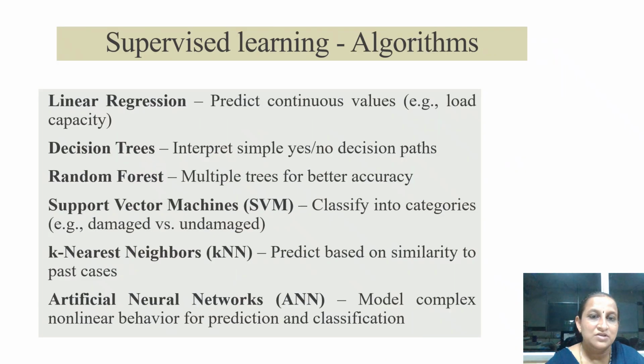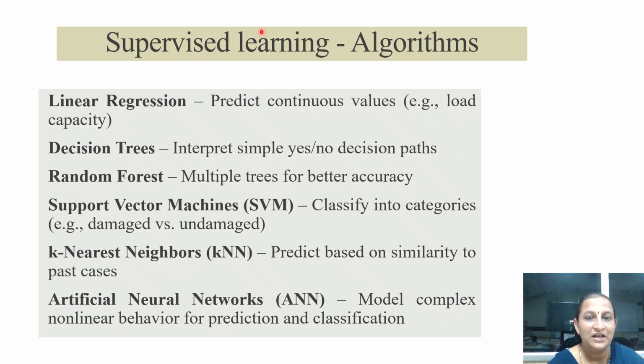Next we'll see the different learning algorithms available under supervised learning. Under supervised learning, we can go for linear regression, decision trees, random forest, SVM, k nearest neighbors, or ANN. Depending on the application and our requirement, we can go for different algorithms. Different algorithms are selected depending on whether the task involves prediction, classification, or handling complex data patterns. Accordingly, we can choose the algorithm.